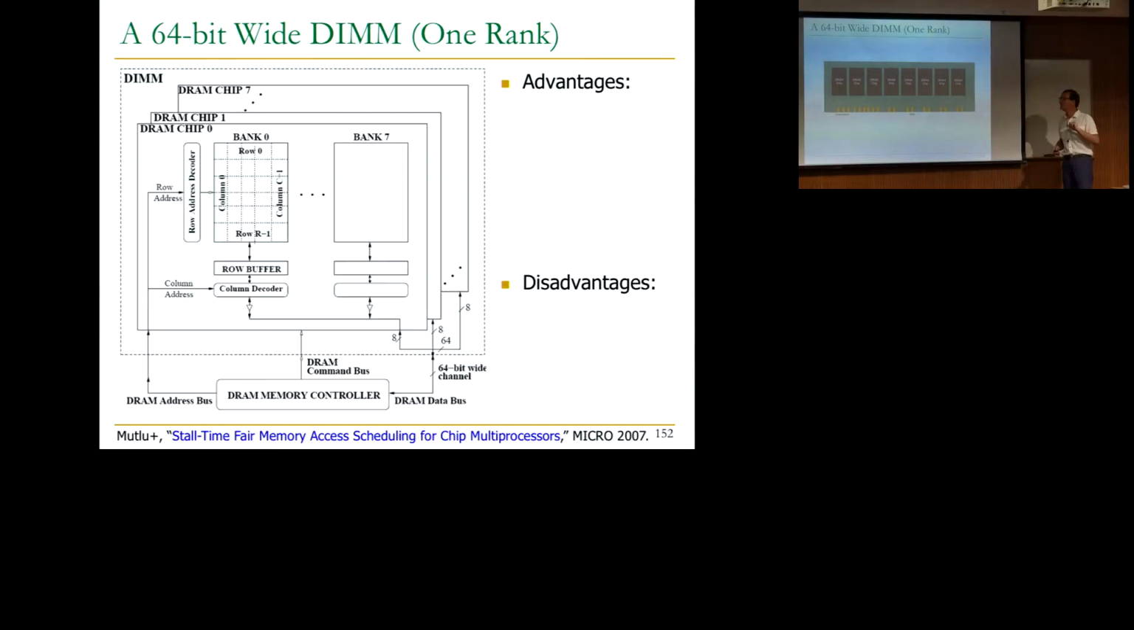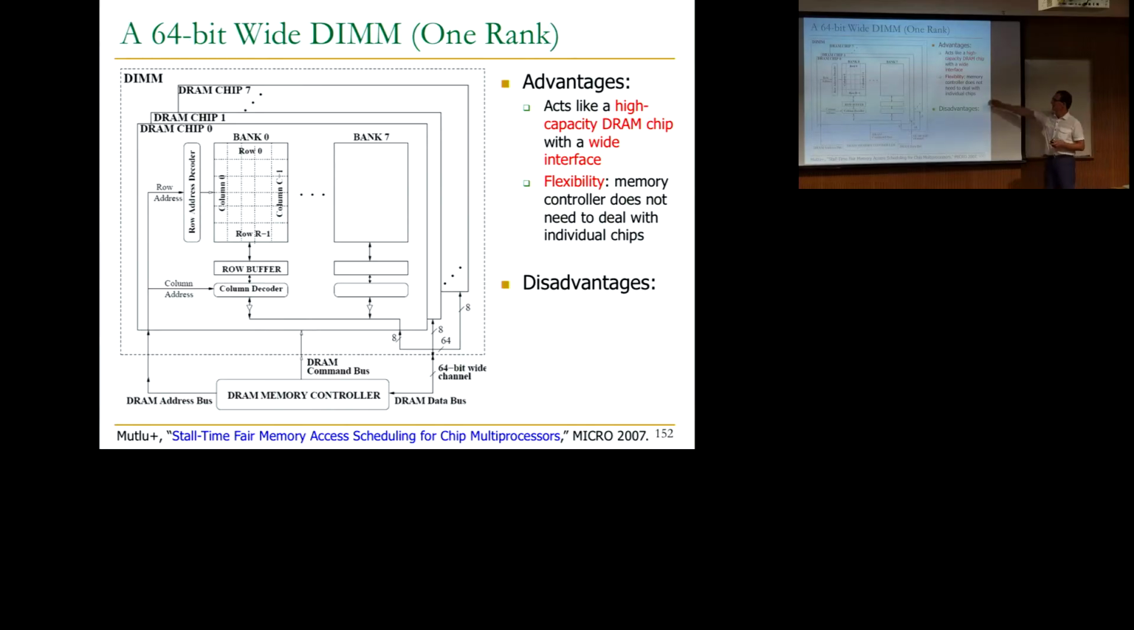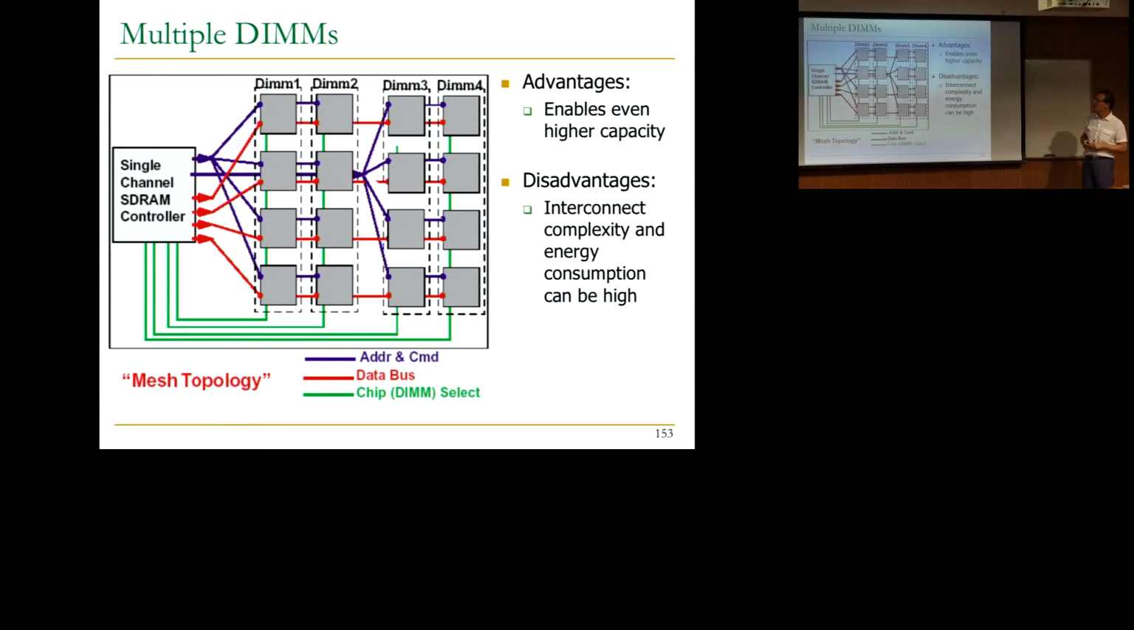That's a good point. That comes with this memory controller. Now it's easier for the memory controller to deal with the chips also, deal with the rank. So multiple DIMMs, if you want to increase capacity even more, this is an ugly picture, sorry about that, but you put multiple DIMMs together. This enables even higher capacity. Now the disadvantage is, how do you connect these things together? This is actually an open research topic, I think.